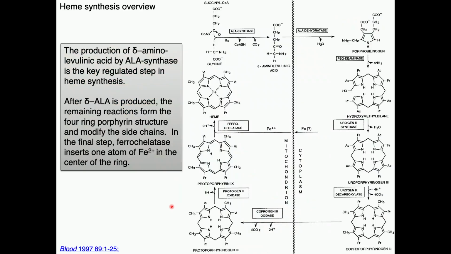Okay, so just to look at the synthesis of heme from a structural standpoint, and I'll try to go through this somewhat quickly. Okay, so the key rate limiting step and the key regulated step is the delta aminolevulinic acid synthase, and this is negatively regulated by heme. And then it's also regulated at the expression level in different ways in erythroid precursors and in hepatocytes.